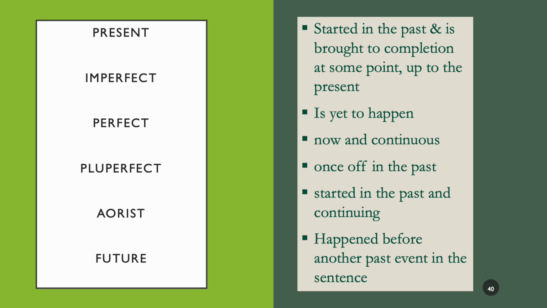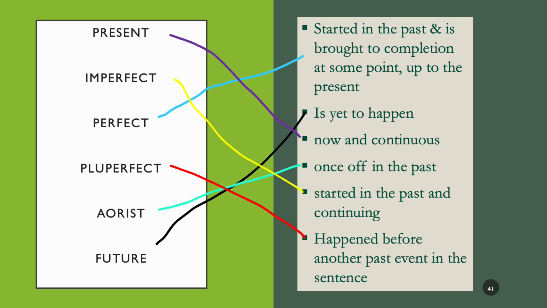One of these tenses starts in the past and is brought to completion at some point up into the present. One is yet to happen. One is now and continuous. One of them is a once-off in the past. Another started in the past and is continuing. And the last one, it happened before another past tense event in the sentence.